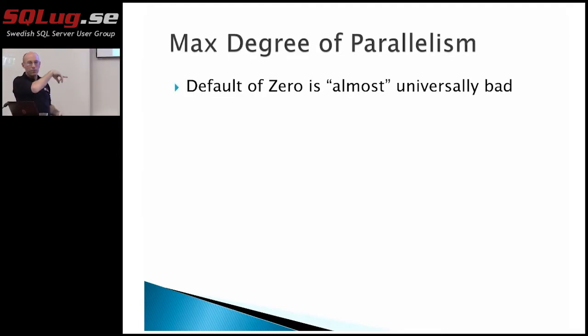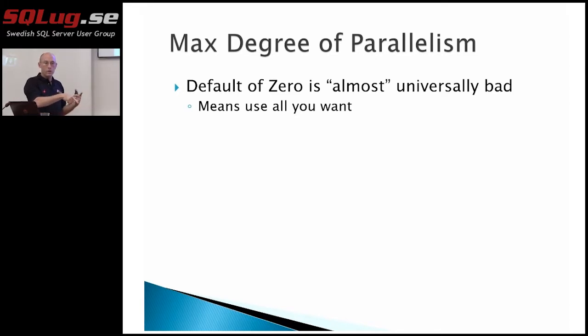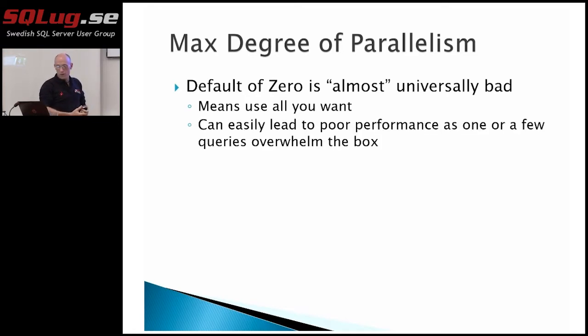Max degree of parallelism. 0 is universally not the right answer. Right? But if you need 0, what can you do in your query? OPTION, parentheses, MAXDOP, whatever number you want to put there. And sometimes you want a report that uses all 64 cores, right?